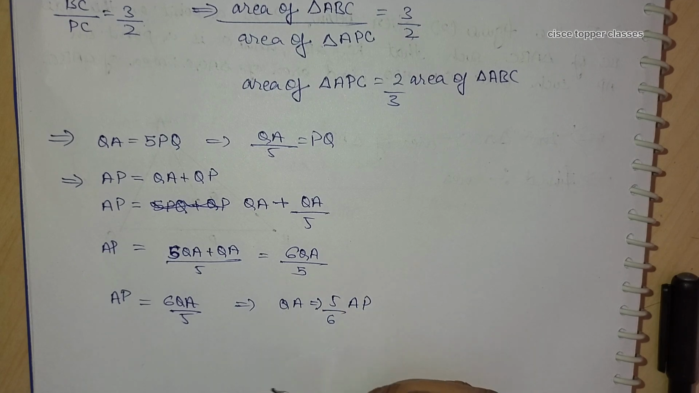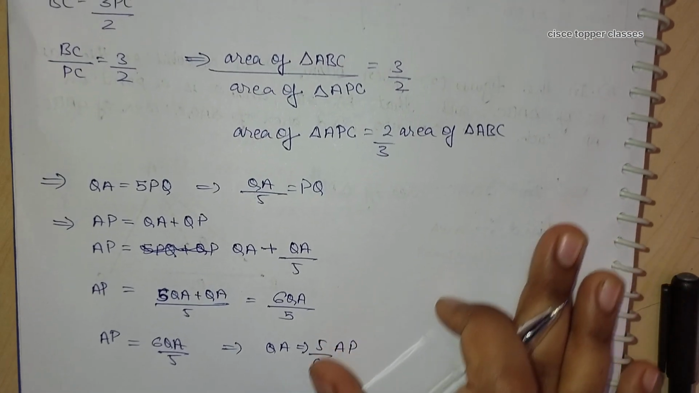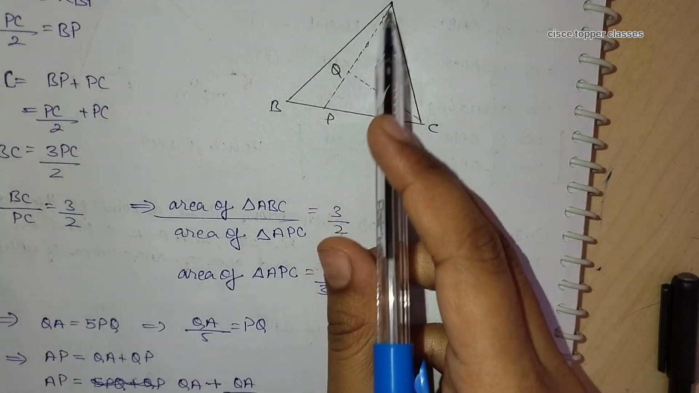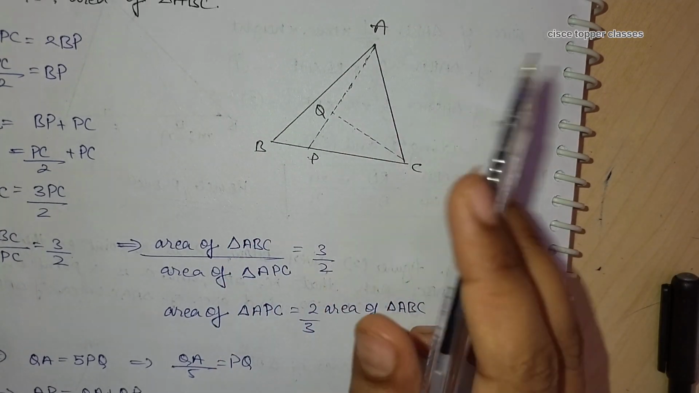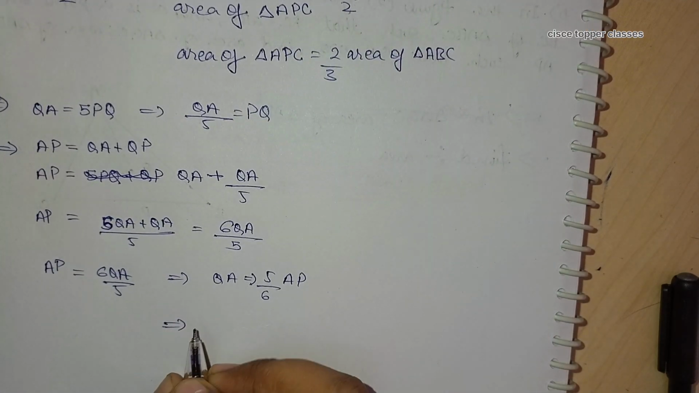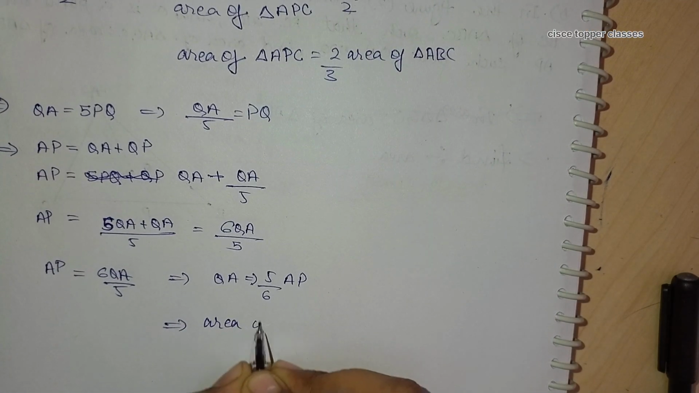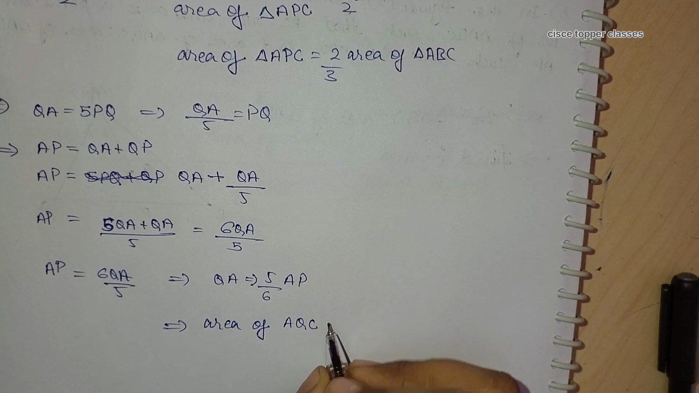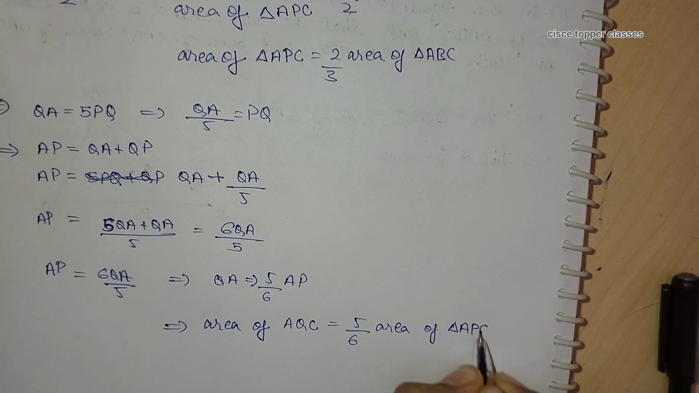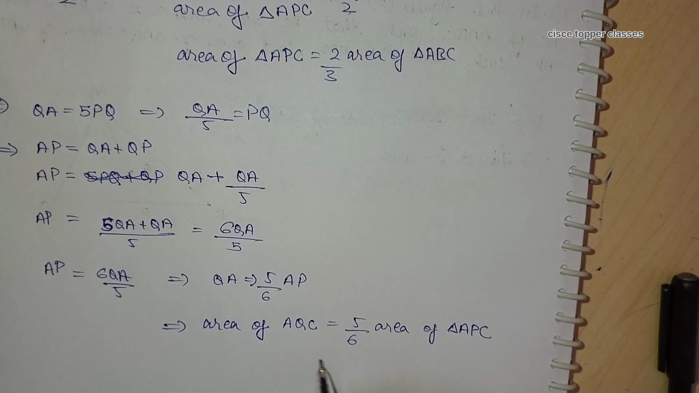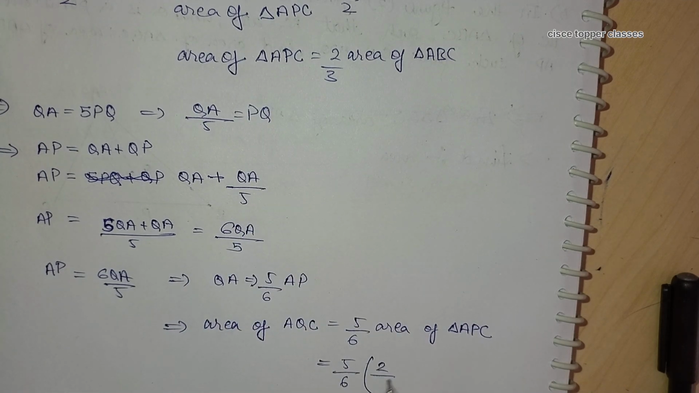Again, if in both the triangles the altitude is the same, then the areas of the triangles have the same ratio as the bases. So here QA is the base of triangle QAC, and AP is the base of triangle APC. Here the altitude is the same, so we can simply write area of triangle AQC equal to 5 by 6 area of triangle APC. Because area of triangle APC we have previously found, we will put the value here: 5 by 6 into 2 by 3 area of triangle ABC.